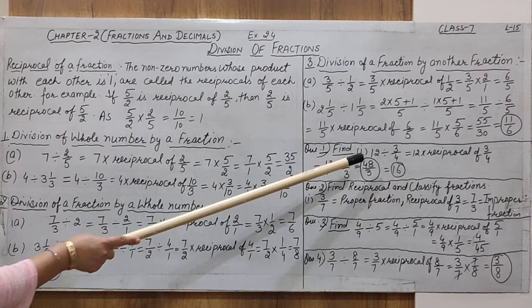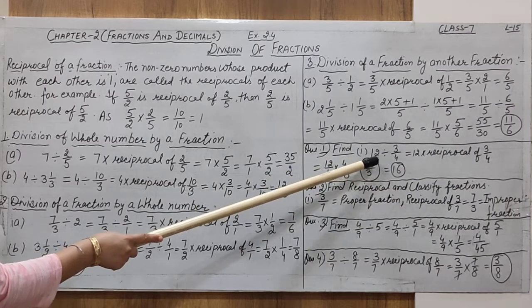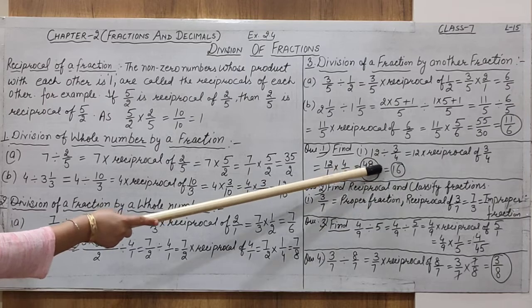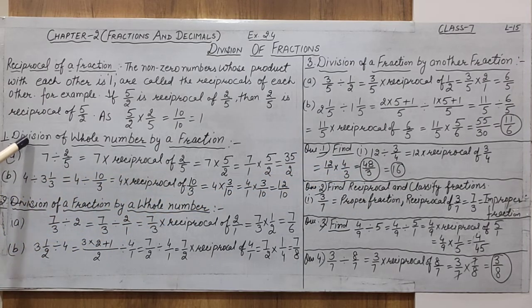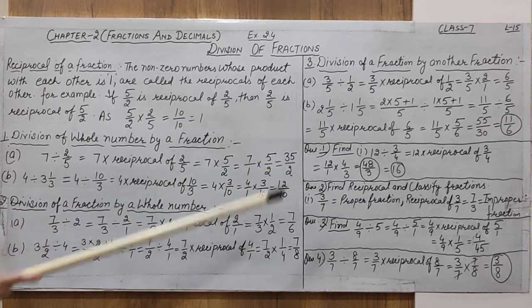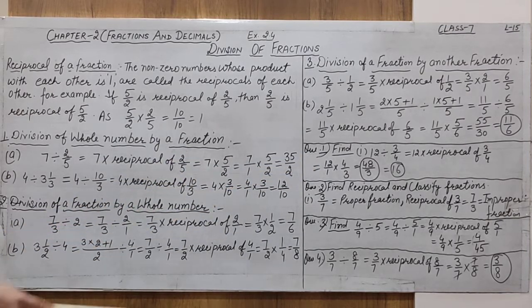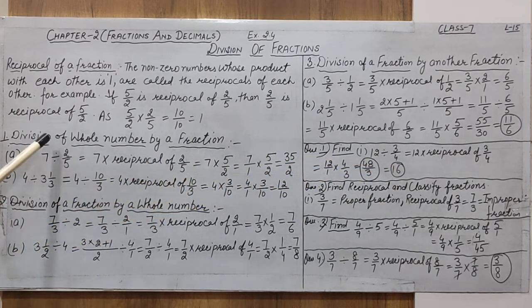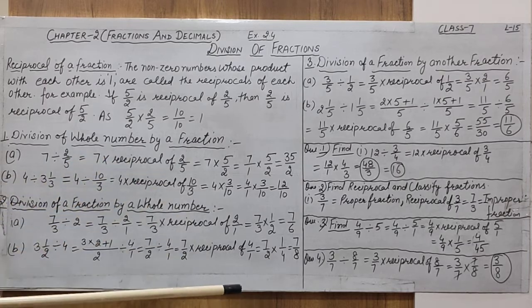In the first question, such kinds of questions are given: 12 divided by 3 by 4. Which type of question is this? Division of a whole number by a fraction. This is the first type of division, in which a whole number is divided by a fractional number. This process is used when a whole number is divided by a fractional number.